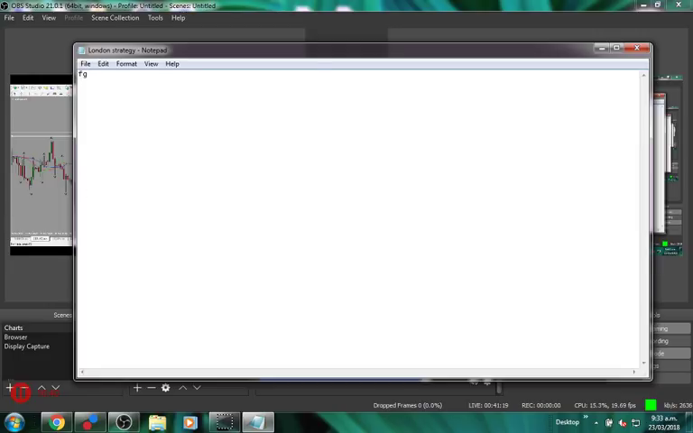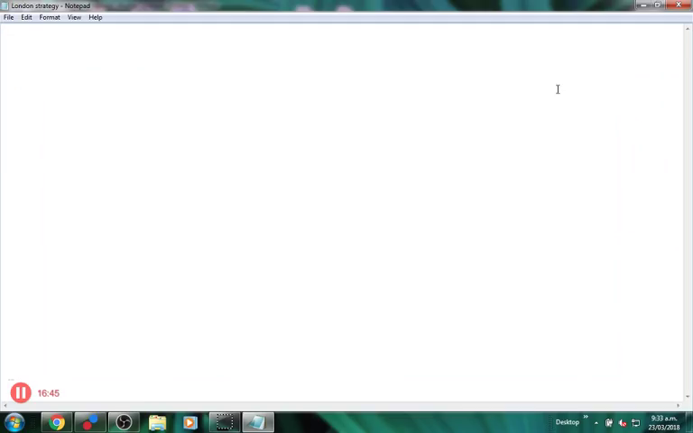Okay, so just to review, basically step 1, waiting for a fractal to form. Top fractal in an uptrend and down fractal in a downtrend.